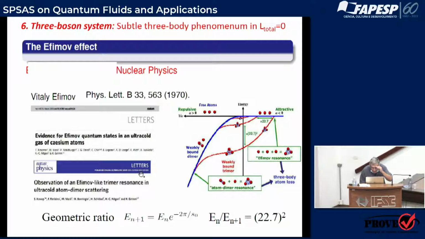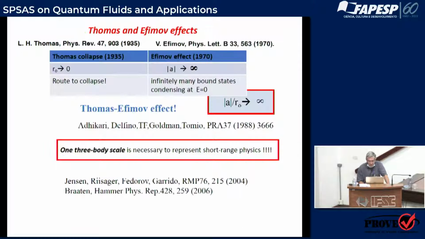But maybe it's more than 10 years, 2009, you know, in an ultra-cold gas of cesium. Okay, now this is just a simple digression about the Thomas collapse, Efimov effect. So a Thomas collapse happens when the range goes to 0, Efimov effect when the scattering length goes to infinity. So this is the route to collapse, and this provides these infinitely many states. But what is relevant is the ratio between the two. And this ratio is what matters.